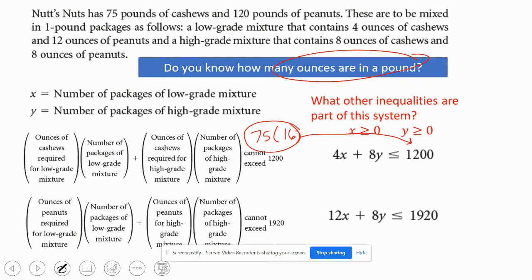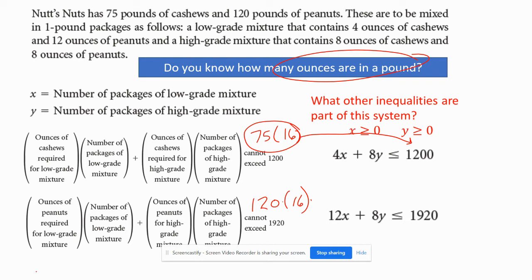And for peanuts, we have ounces of peanuts times packages. This is the 120 pounds of peanuts times 16 ounces in a pound. So I think it's easier to convert your pounds into ounces than the other way around. It's easier to multiply than divide.